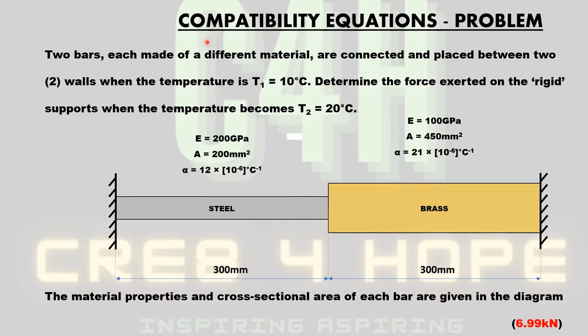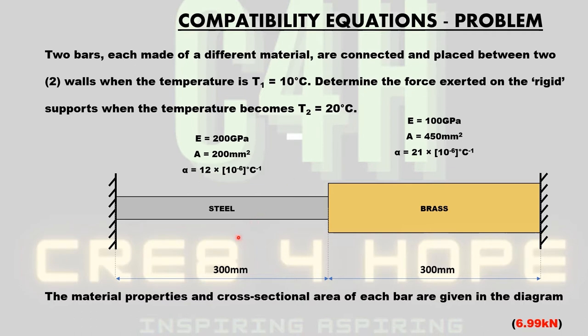Hi folks, let's look at another compatibility equation problem. This time we've got two bars, each made out of different material. In the diagram below, we've got one material fabricated from steel, another fabricated from brass. These materials have been connected in series and placed between two walls when the initial temperature is 10 degrees C. The problem tasks us to calculate the force exerted on the rigid supports when the temperature increases from 10 degrees C to 20 degrees C.